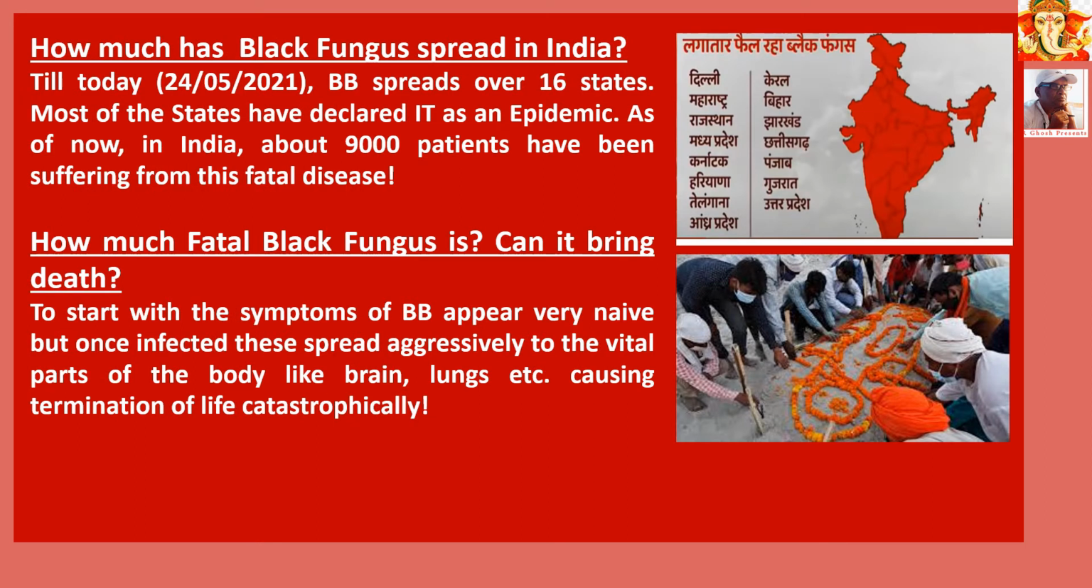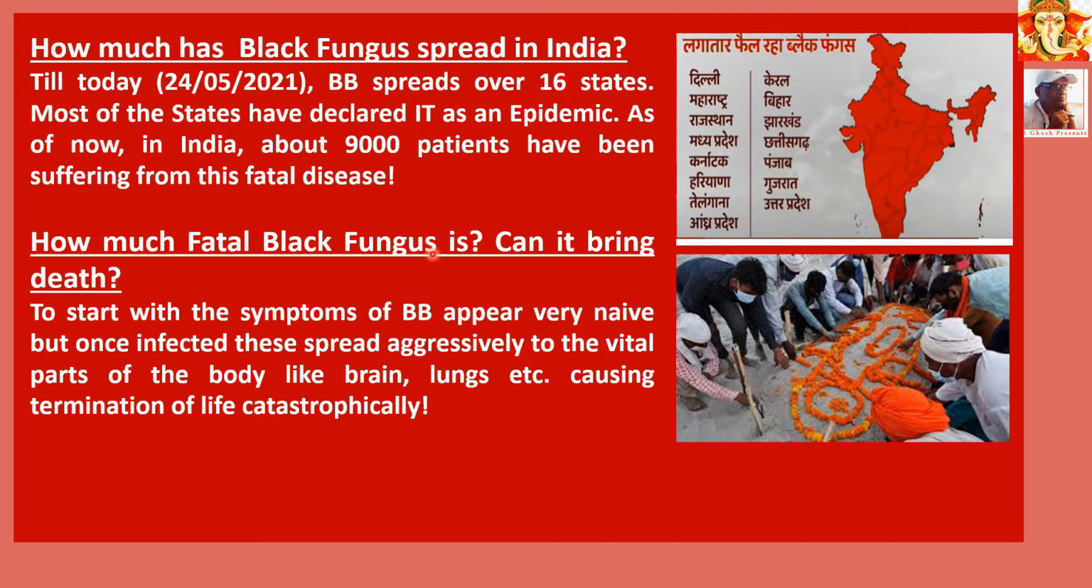How much has black fungus spread in India? Till today, 24/5/2021, the day before the publication of this video, black fungus, BB means black fungus, has spread over 16 states. Most of the states have declared it an epidemic. There are 15 states named here. The West Bengal name is missing here, but West Bengal has already been added. As of now in India, about 9,000 patients are suffering from this fatal disease.